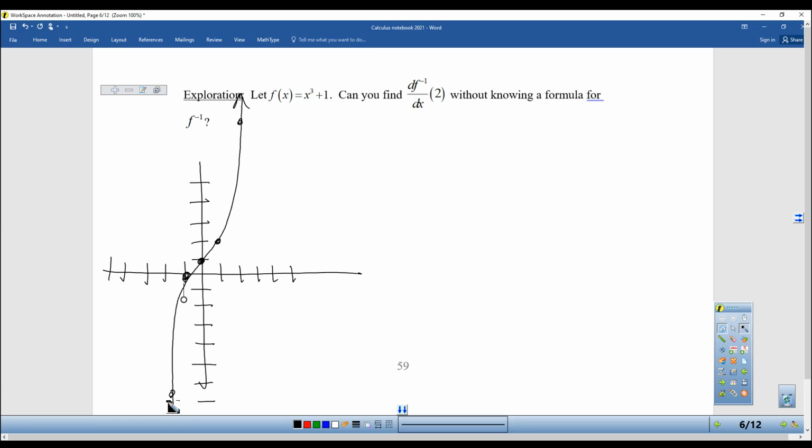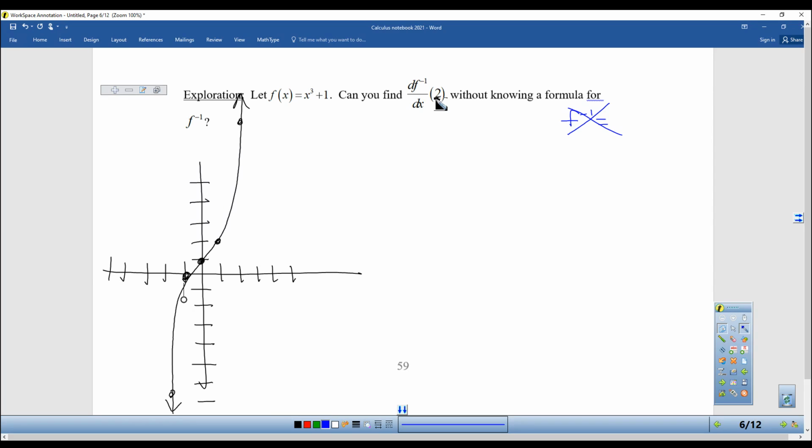So it looks something like that. That's the regular function. The inverse function is, now look what it's saying. It says, can I find the derivative of the inverse function at 2 without knowing the formula? So this is one that you could find by hand, but they're going to give you one that's so hard you can't find it by hand. So we're going to practice doing it without actually finding the inverse function.